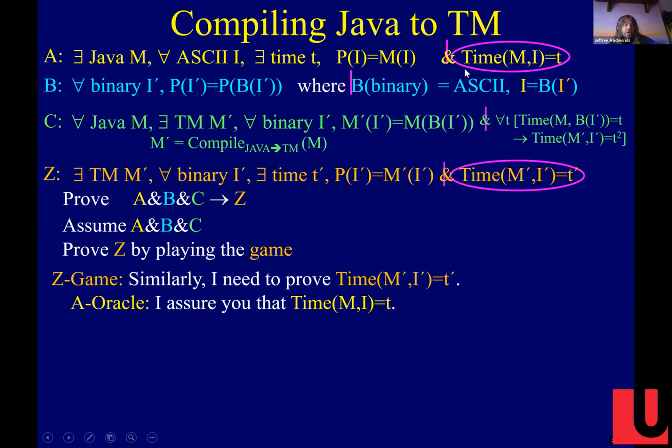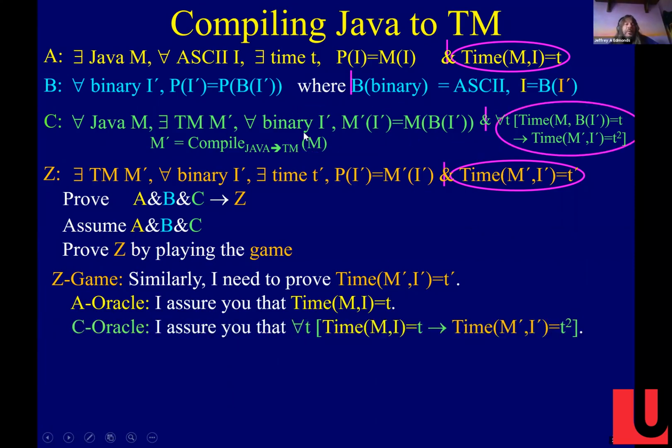Well, the Oracle A assures us that T is the running time of the Java program, right? So we know this. Then, what does Oracle C assure us? Oracle C doesn't know, right? Why do I have "for all time" here? Because Oracle C is kind of mechanical and stupid.